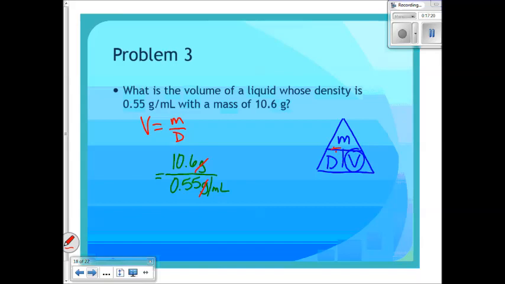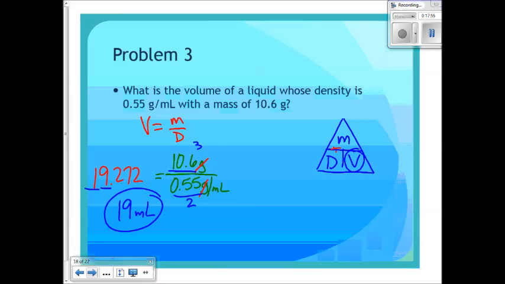19.27. So I get 19.272. Let's look at our numbers here. How many does this one have? 3. How many does this one have? 2. Only 2. So how many do I keep? 2. So look to my 1. Don't round that. But the 9, do you round it up or leave it at 9? Leave it at 9. So this is going to be 19 milliliters. Final answer. Sig answer. Not too difficult, right? Use the triangle. It's helpful.